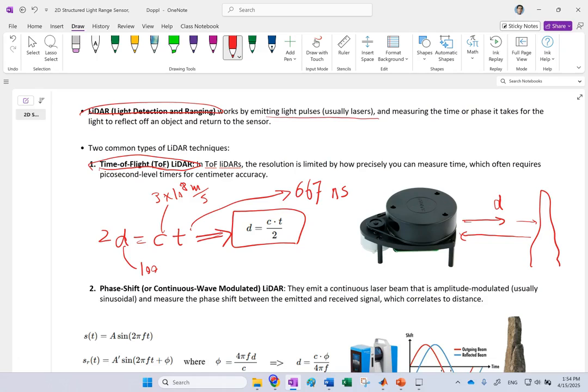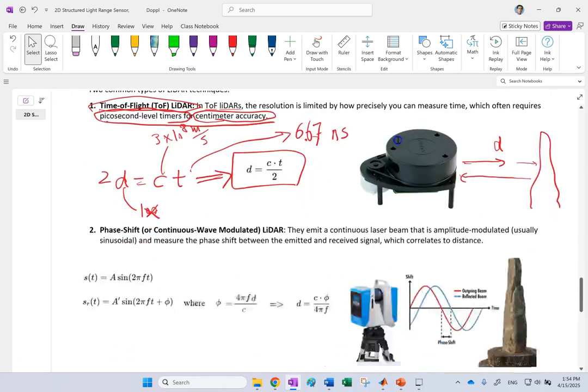Now, imagine the object is only 1 meter away. Now what? Now you're looking at 6 nanoseconds. Imagine the object is below 1 meter. Now you're going into picoseconds. So if you want centimeter accuracy with these devices, you need to measure times on the order of picoseconds. And measuring times on the order of picoseconds needs special circuitry that can measure that kind of fast time, and it is not necessarily cheap.